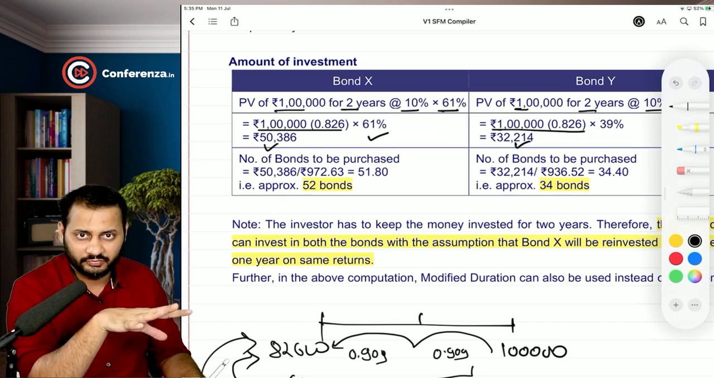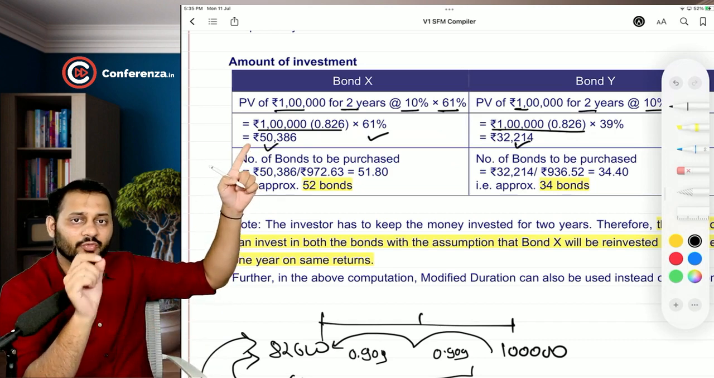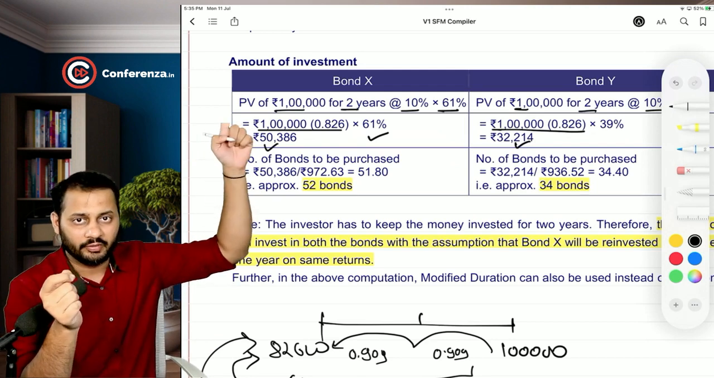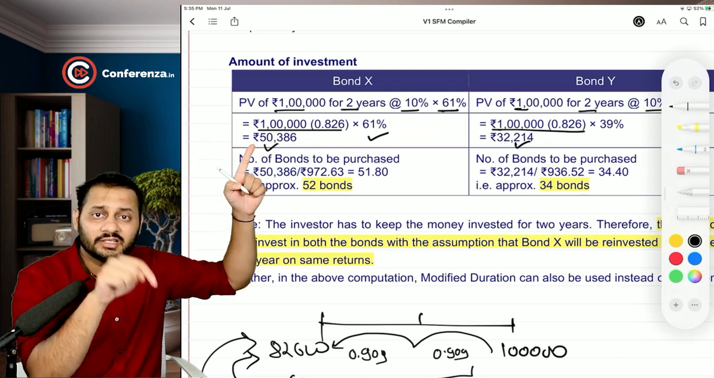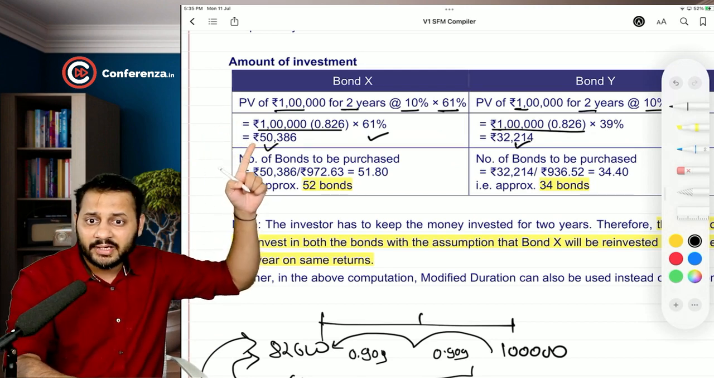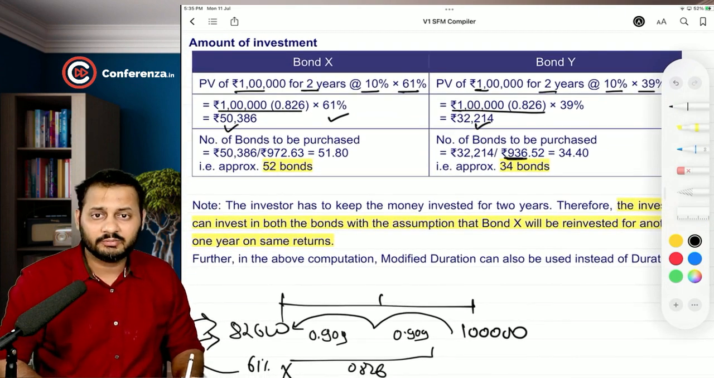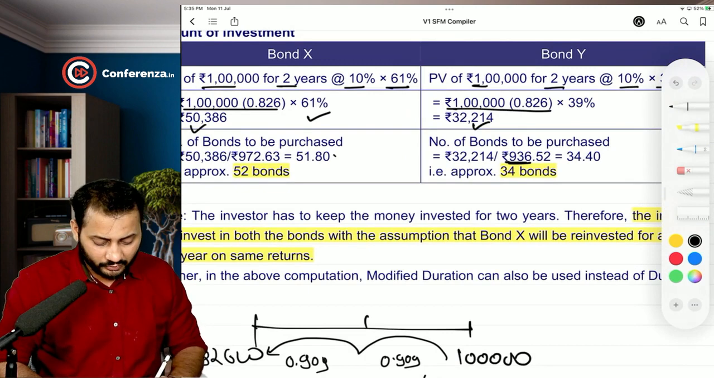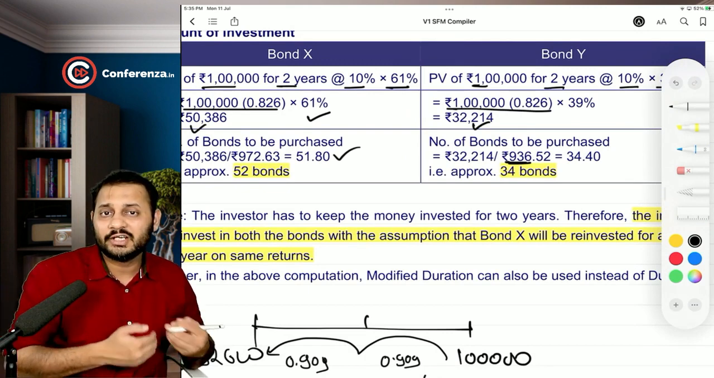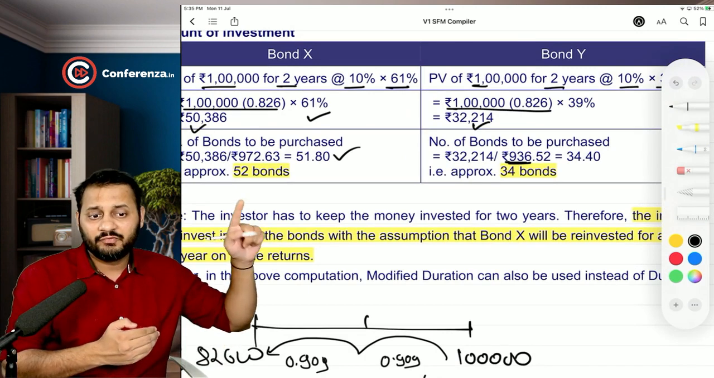to 32,214. This is the amount that you will be investing today in every bond, and this amount divided by the current market price at which you will be buying the bond. So this bond divided by the current market price, and this bond divided by the current market price. Ultimately you will get to know how many bonds you will have to purchase today.